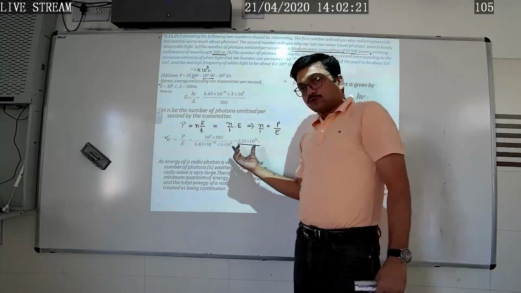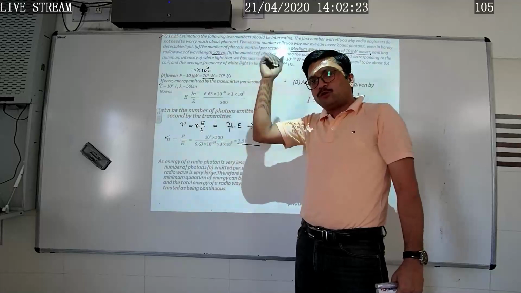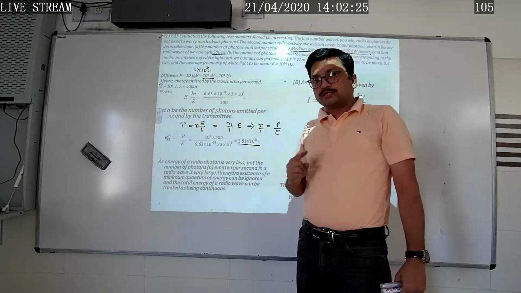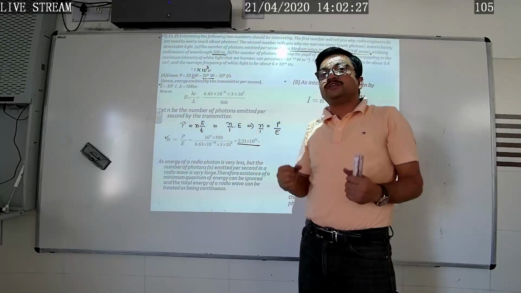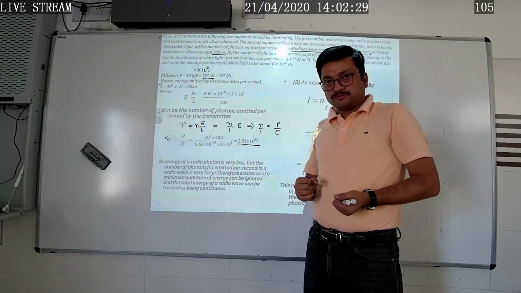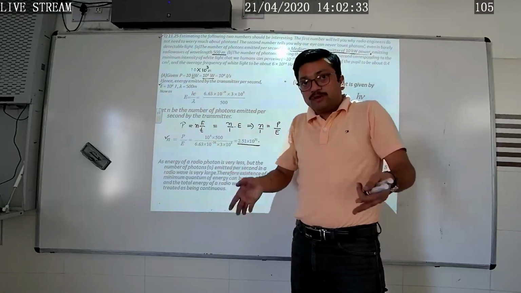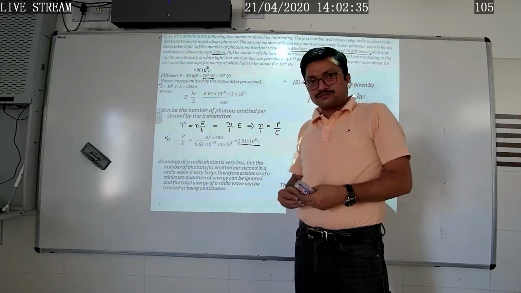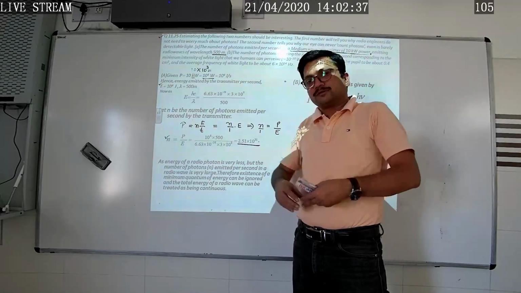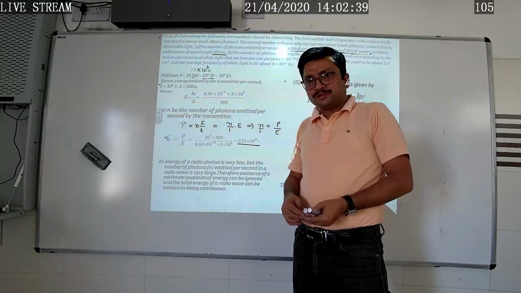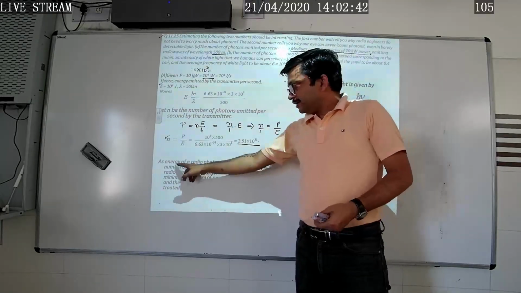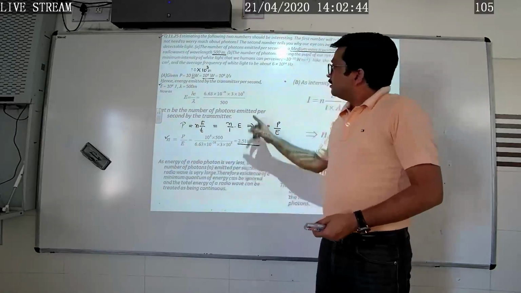Let's compare this order. 10 to the power 31 photons in 1 second that transmitter is emitting. So if the radio engineers are going to count them, then in 1 minute it will be in crores, and sometimes they will get confused. So that's why this is the answer.